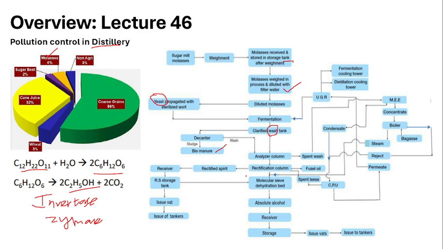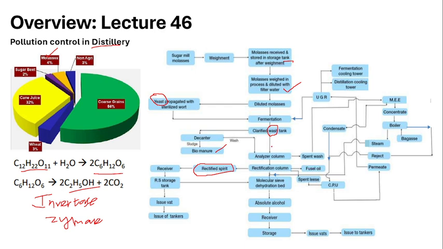Whatever product is formed from the rectification column step is termed the rectified spirit. It is not absolute ethanol. It is termed the rectified spirit. This rectified spirit is received and stored in the storage tank. This is another byproduct from this process. Our main product is ethanol.